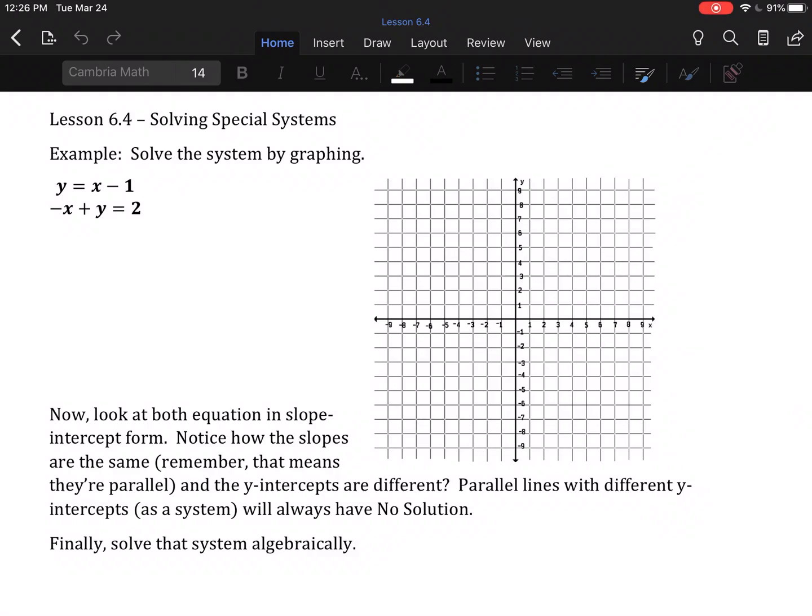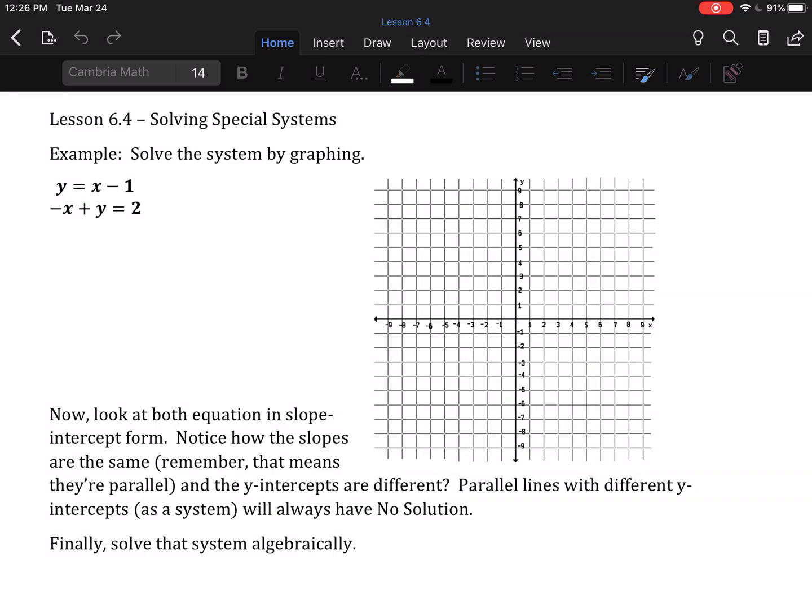In section 4, we're going to be solving special systems. Before we get into vocabulary and things like that, that's later on, we're going to start with just doing a couple of examples. The first thing we're going to do is solve this system by graphing.